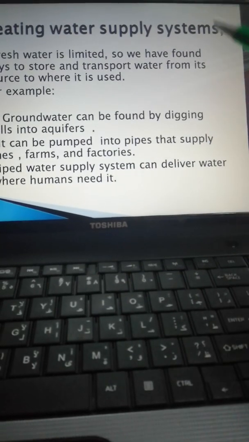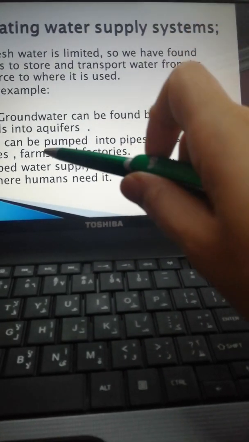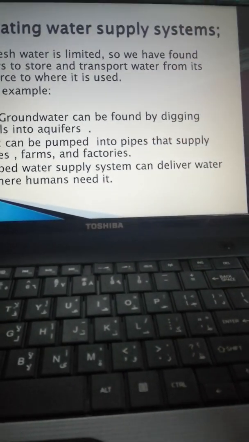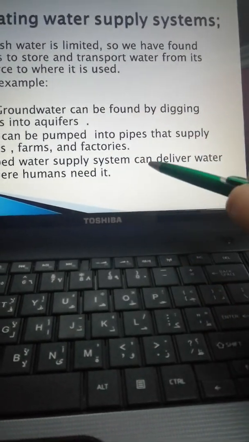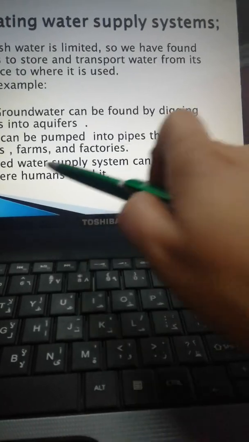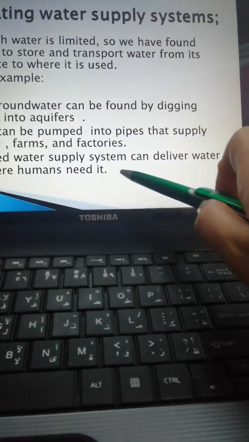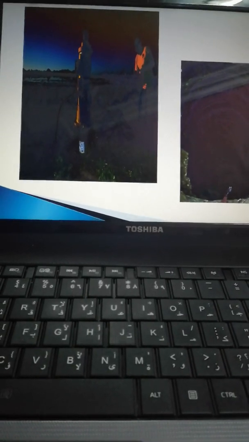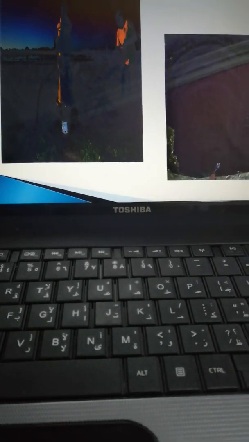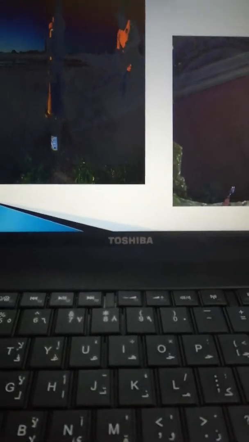So, what is the function of water pipes? A piped water supply system can deliver water to where humans need it, like this picture.